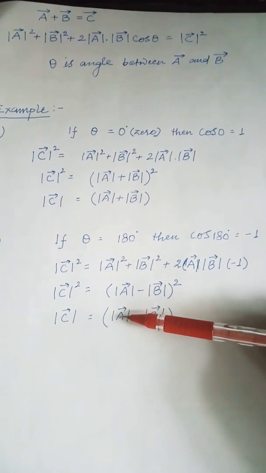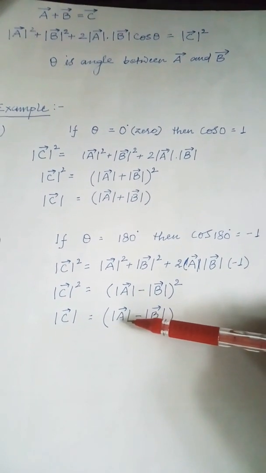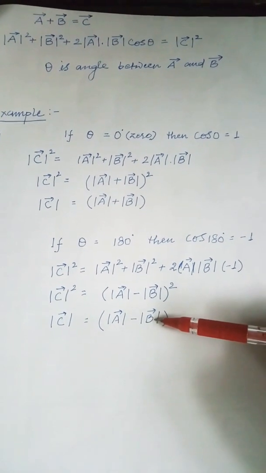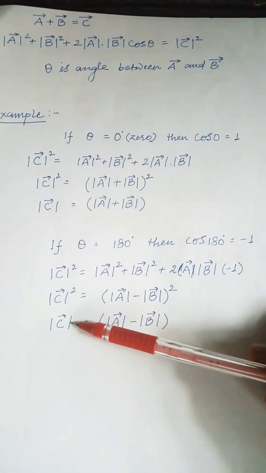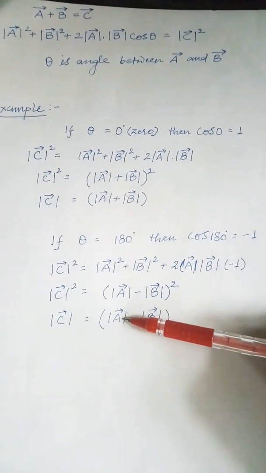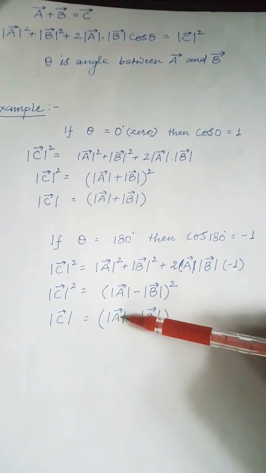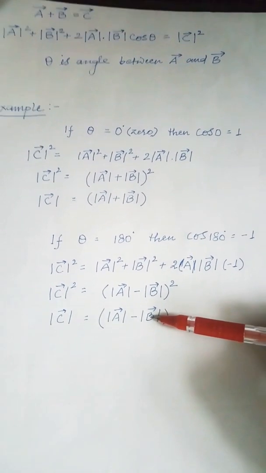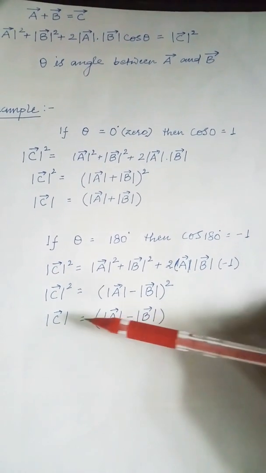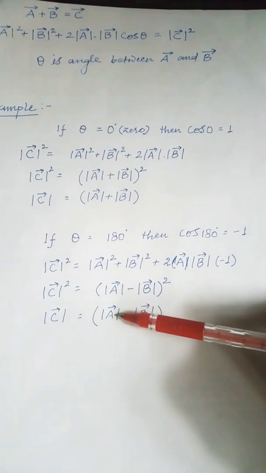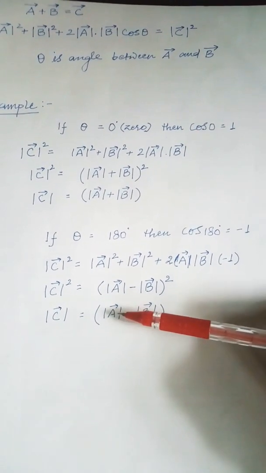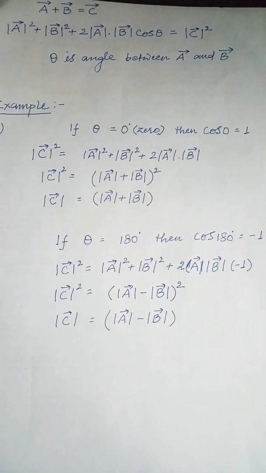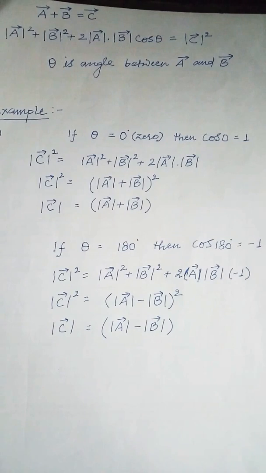Now also you should keep this in your mind. If A has a greater magnitude compared to B, then the direction of C will be same as A. Once again I am repeating, if A is stronger than B or greater in magnitude, the direction of resultant C will be same as A. If this is very clear, then I will proceed to the next.